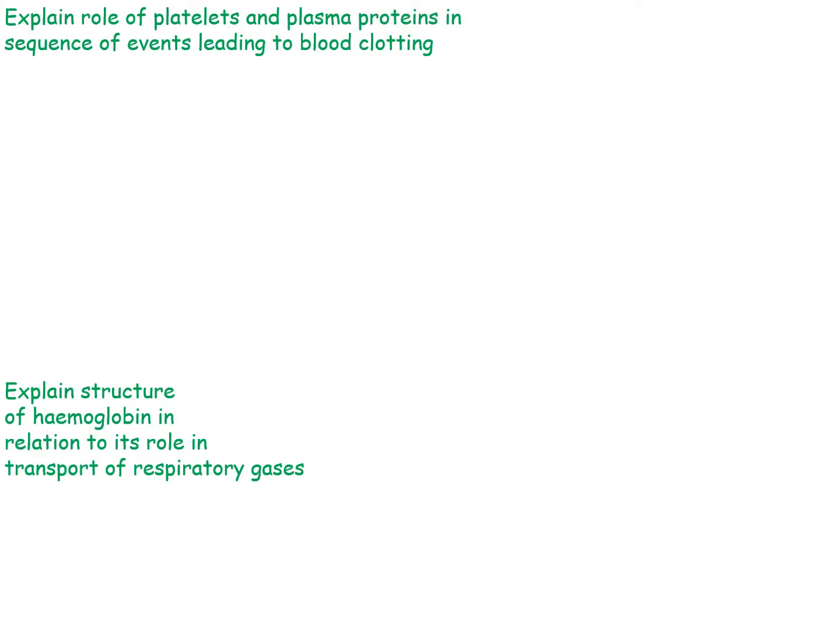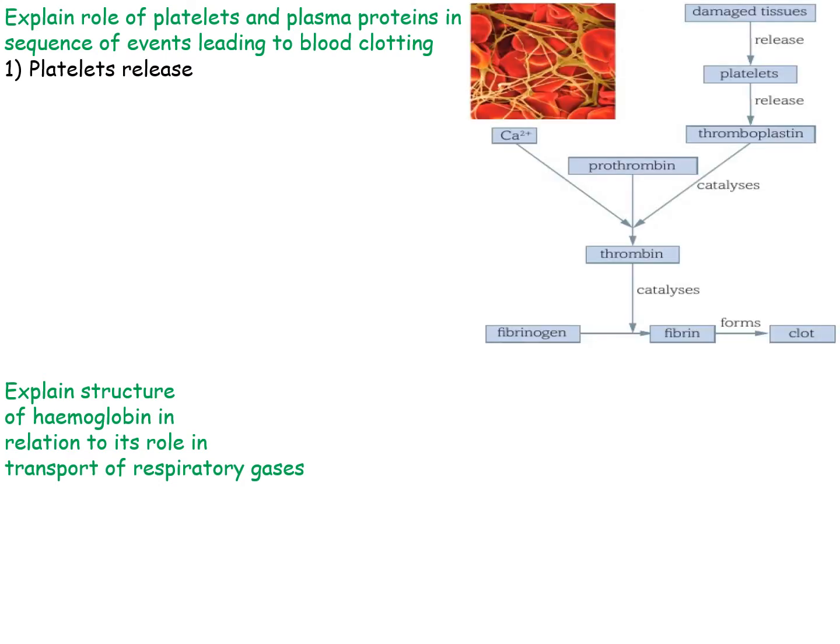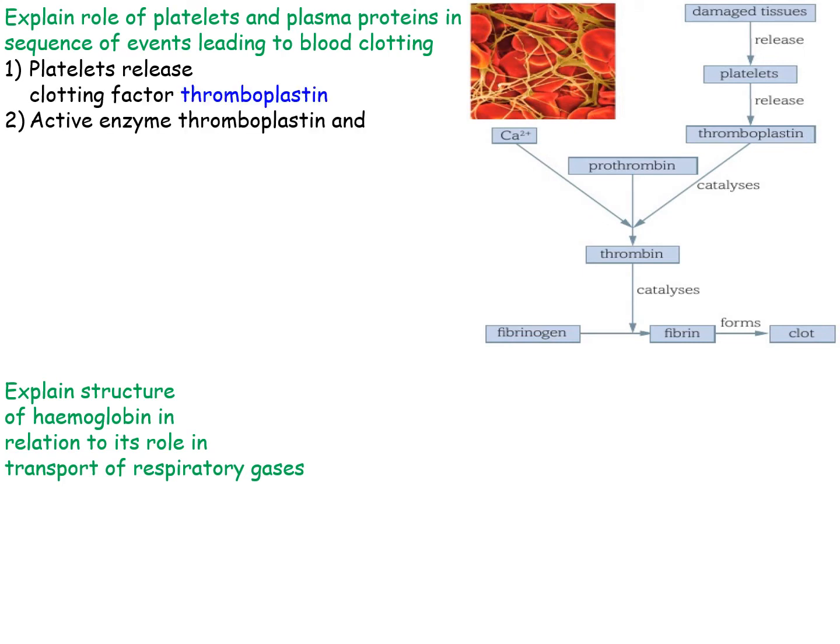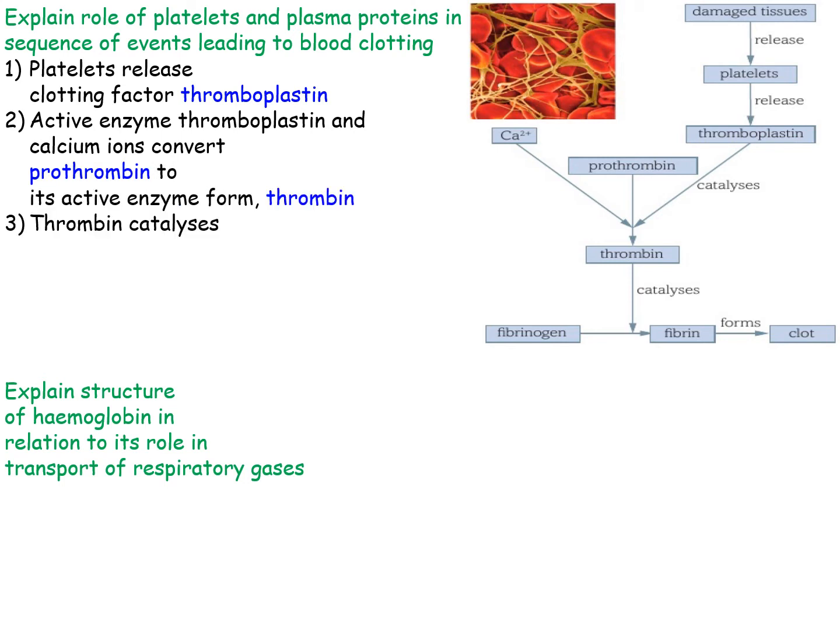Explain the role of platelets and plasma proteins in the sequence of events leading to blood clotting. Platelets release a clotting factor called thromboplastin. The active enzyme thromboplastin and calcium ions convert prothrombin to its active enzyme form thrombin, and that thrombin catalyzes the conversion of soluble fibrinogen to an insoluble fibrin.